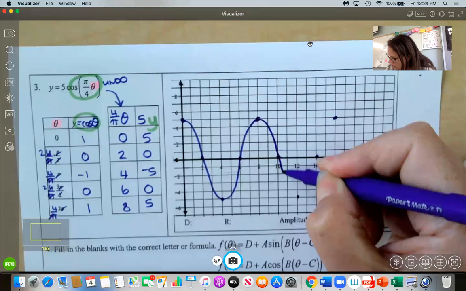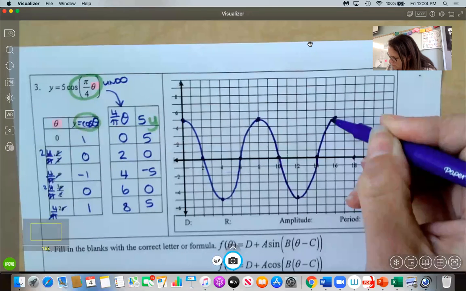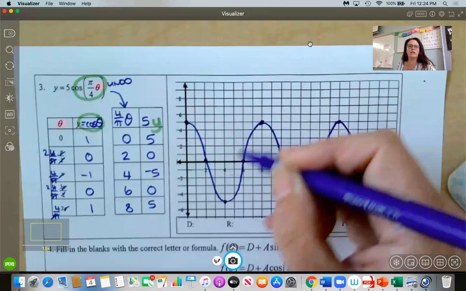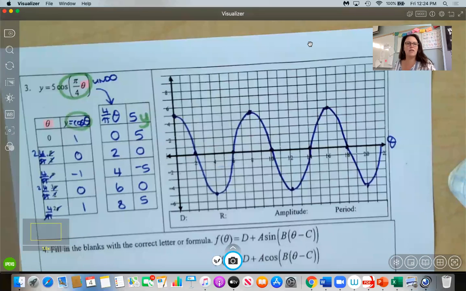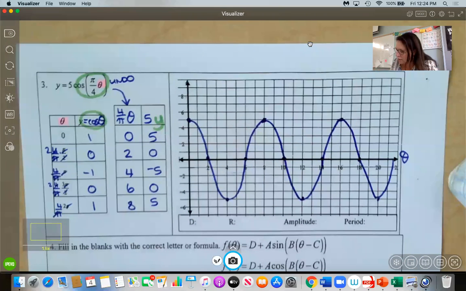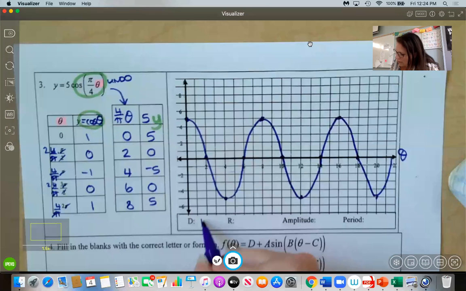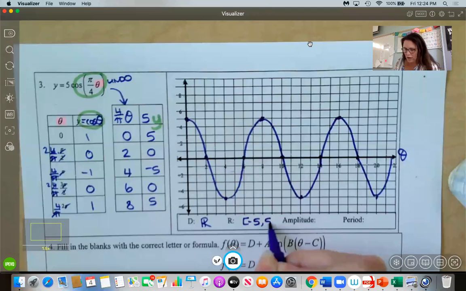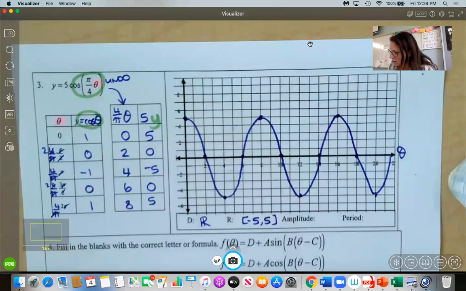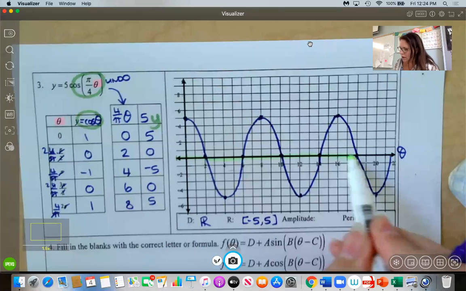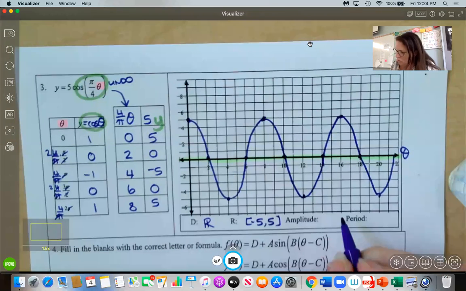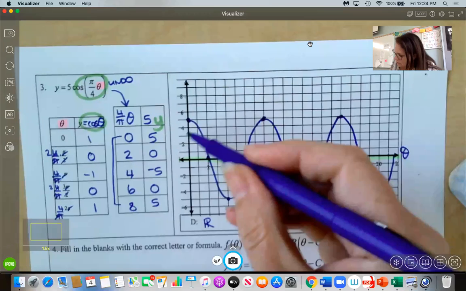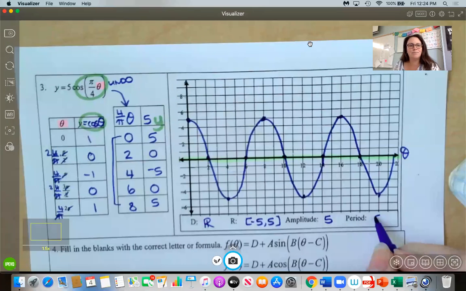You want to make sure that all of your curves, hills and valleys here all look more or less the same size. If one looks much larger than the other, then you messed up your scale. The domain is all real numbers. The range, your lowest y value is -5, your highest y value is 5. Your amplitude, once again, here's your midline. You're going up 5. And your period, you're going from 0 to 8. One complete cycle, your period would be 8.